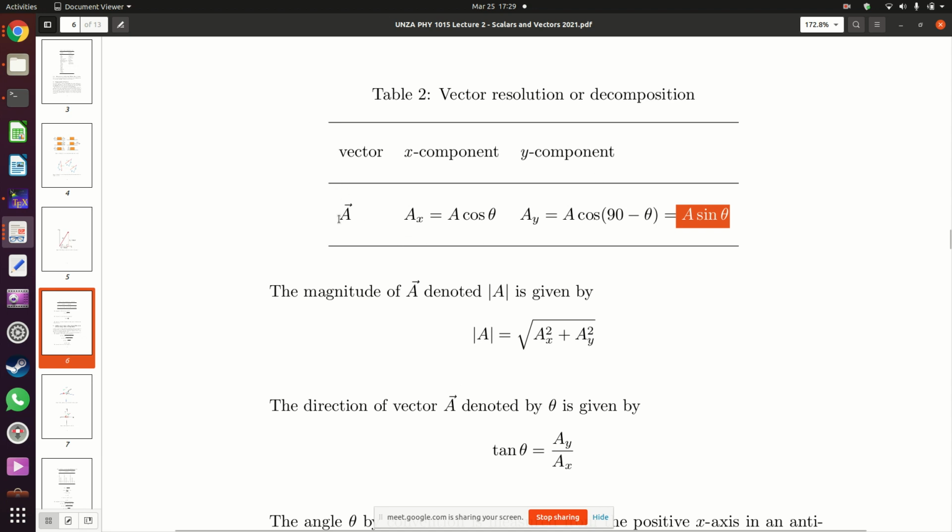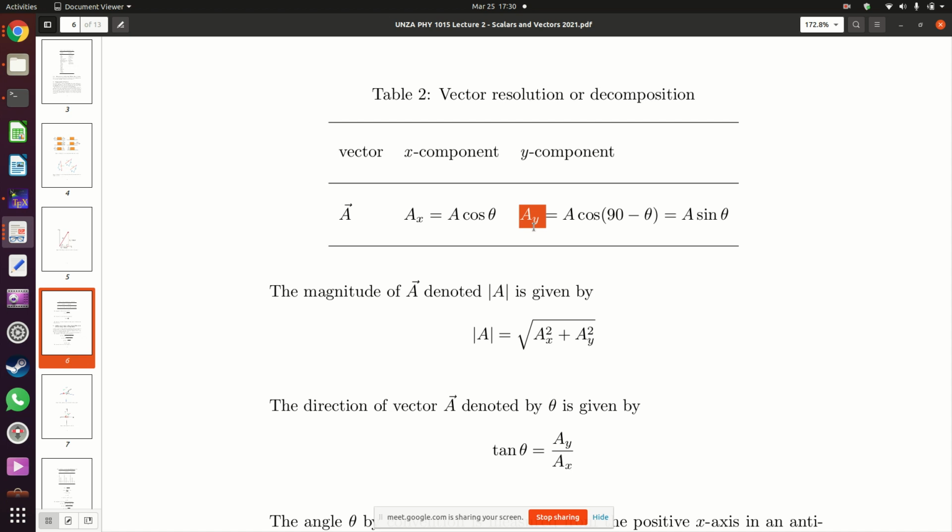So if you have got a vector A, you know its size and the angle it makes. You can find how much it is along the x-axis, that is just A cos theta. You can also find how much this vector is along the y-axis, that is A sin theta. So if you know Ax, how much a vector is along the x-axis, and you also know Ay, how much a vector is along the y-axis, you can use this information to obtain the size of the vector.